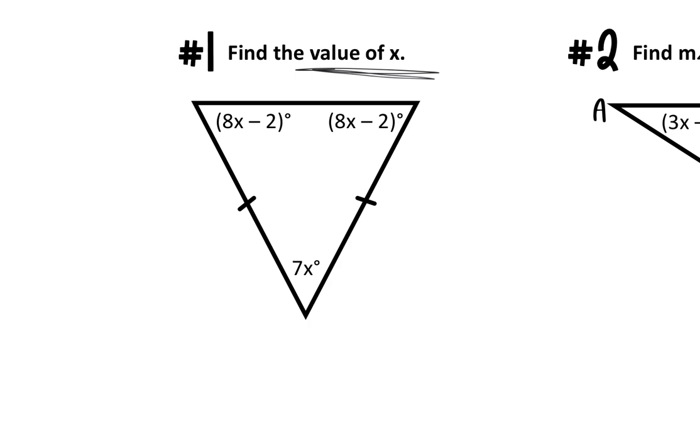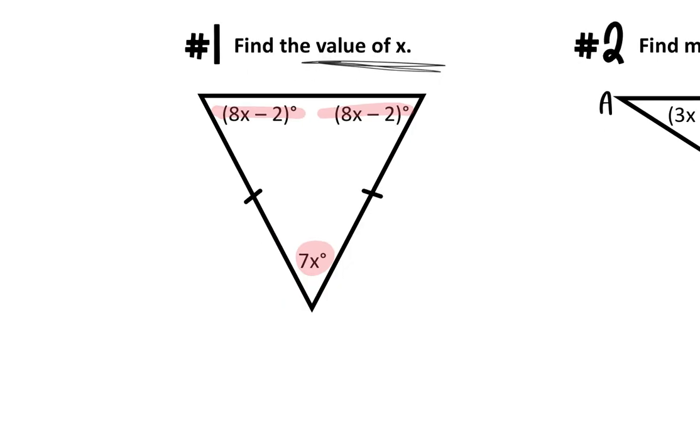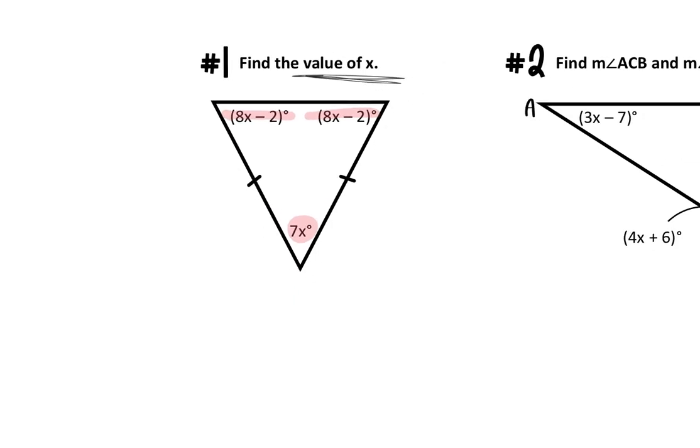Okay, so one of the angles is going to be 8x minus 2. This other angle is 8x minus 2. And then the third angle is 7x, okay? Those are representing the angles instead of numbers right now. But the same thing applies. Remember that each angle added together should give you 180.